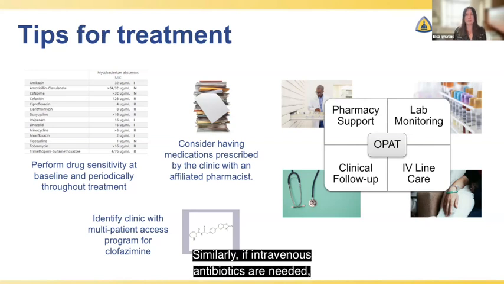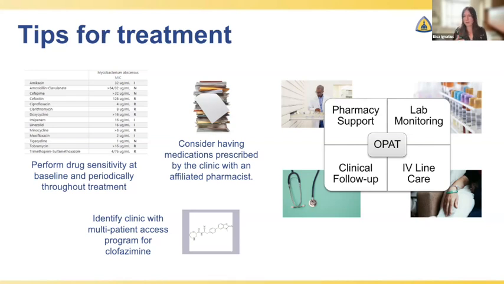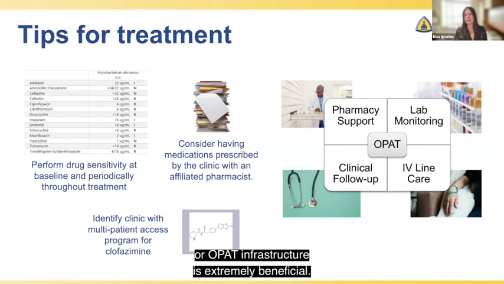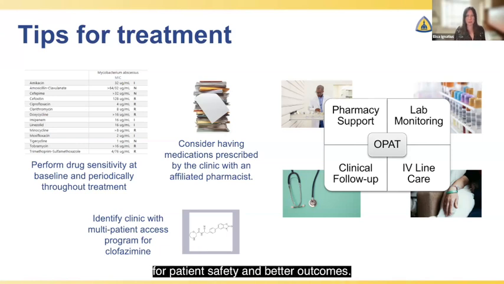Similarly, if intravenous antibiotics are needed, outpatient parenteral antibiotic therapy, or OPAT, infrastructure is extremely beneficial. So this is pharmacy support, laboratory monitoring, regular follow-up, and maintenance of the sterility of the line that's being used for infusing these antibiotics. All this is really important for patient safety and better outcomes.